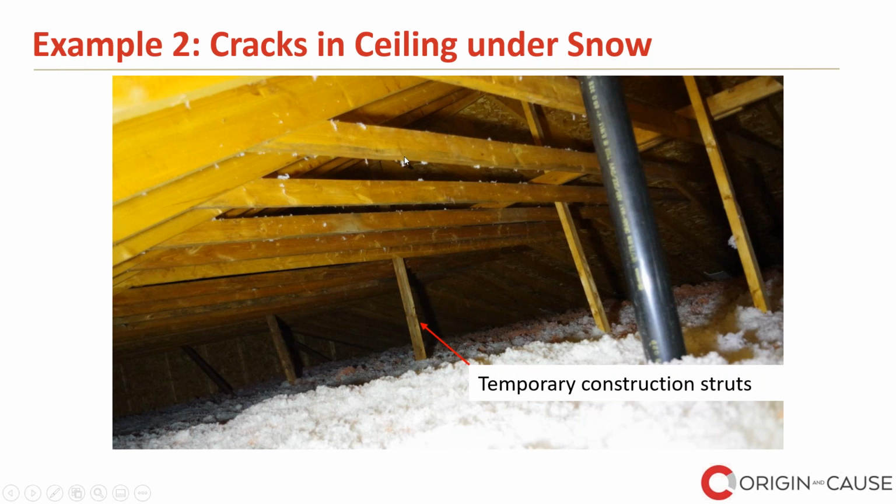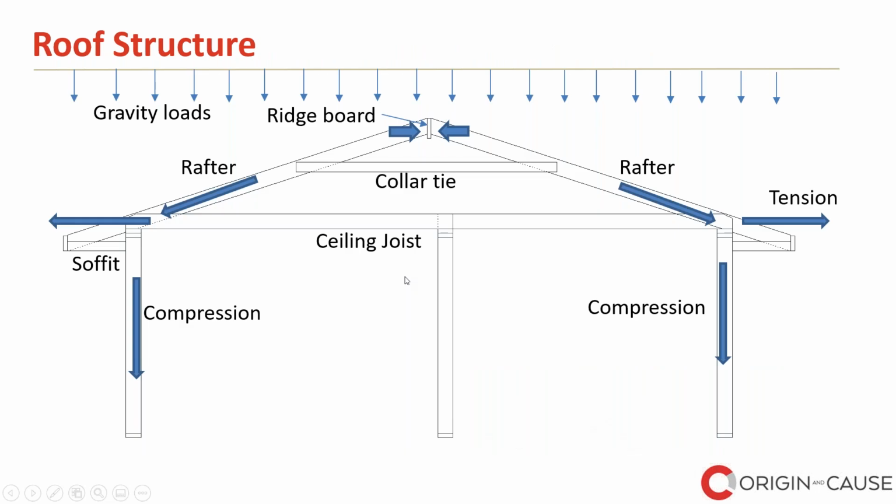As I mentioned, the roof structure consists of rafters, collar ties, and ceiling joists. That's a complete load path. Now, when you put a construction strut here, that's not the intended load path. These are construction struts. They're just put there to put the ridge board and the rafters on. After the construction, they're supposed to be removed. Otherwise, they cause cracking. And here's the reason.